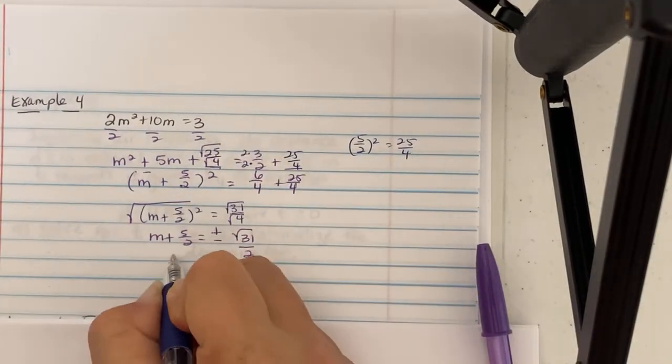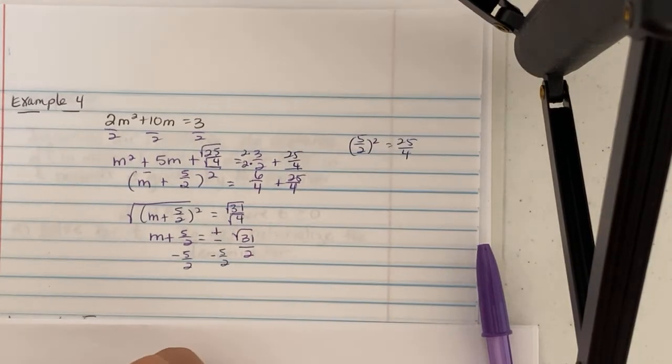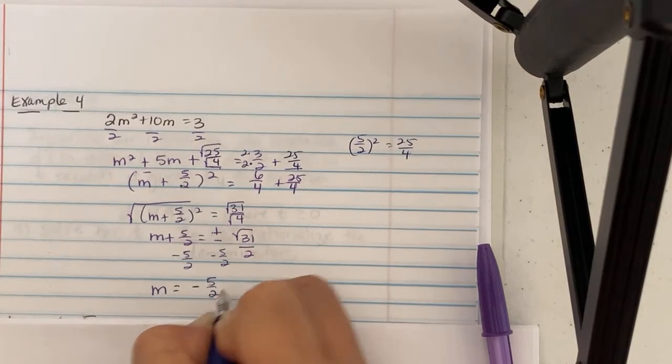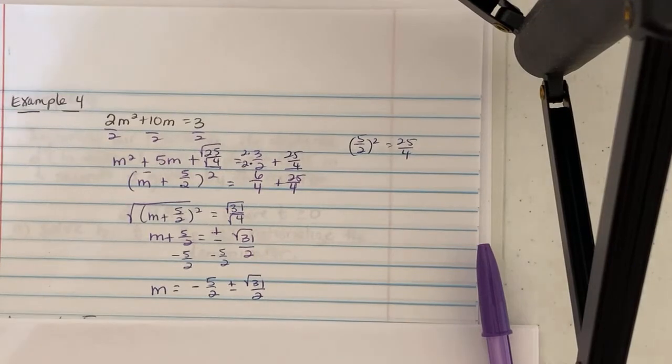So we're subtracting 5 over 2 from the left and right sides. So your final answer is m equals negative 5 over 2 plus or minus the square root of 31 over 2.